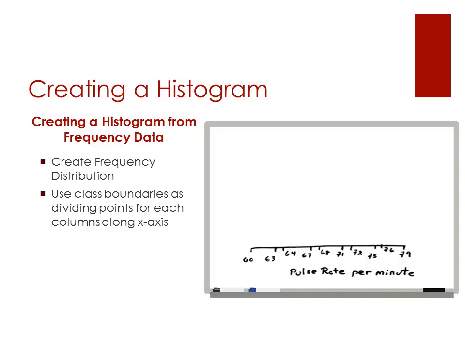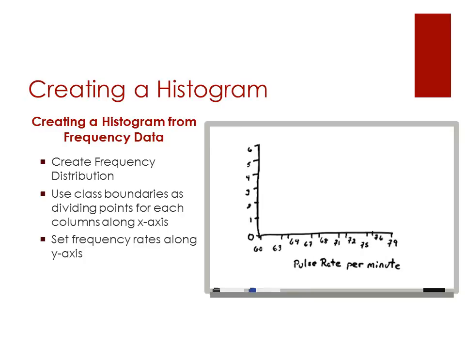So here we've got our class pulse rate frequency data from before. We're going to use the class boundaries as the dividing points for each of the columns along the x-axis. Here we can see 60 to 63 as one of my classes, my upper and lower class. Then we've got 64 to 67. So use these all the way across, and this is going to create your x-axis. And then we're going to set our frequency rates along the y-axis.